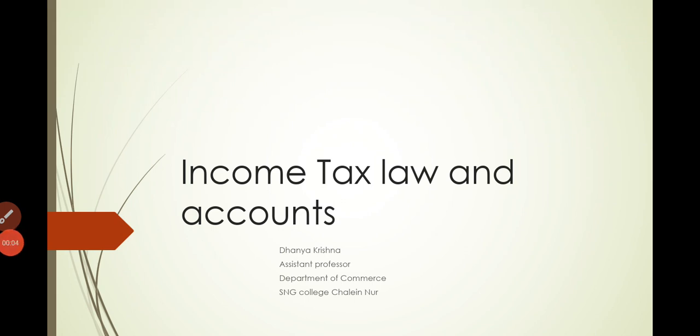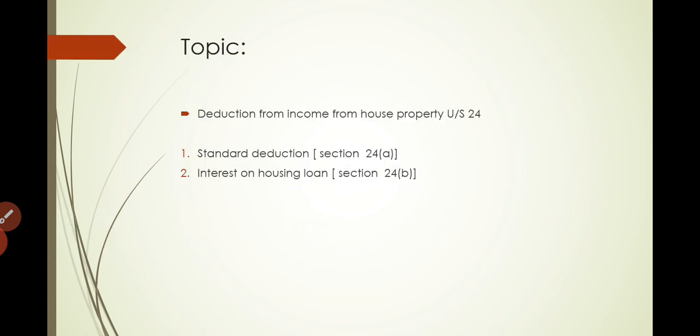In income tax law and accounts, today we'll go through the area deduction from income from house property. Deduction from income from house property, section 24. There are two types of deduction, that is section 24 subsection A and section 24 subsection B. Section 24 subsection A is standard deduction and section 24 subsection B is interest on housing loan.